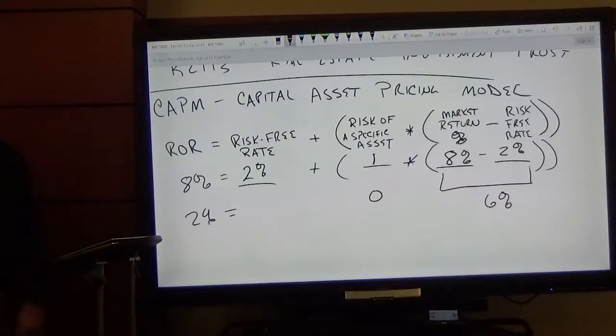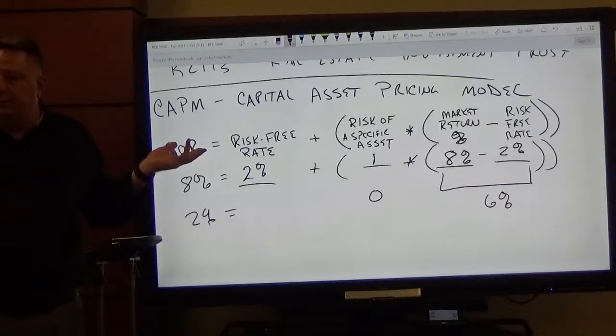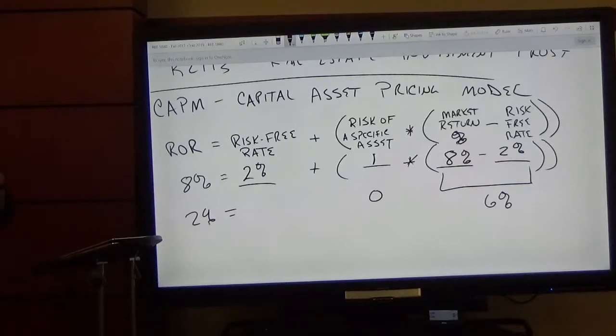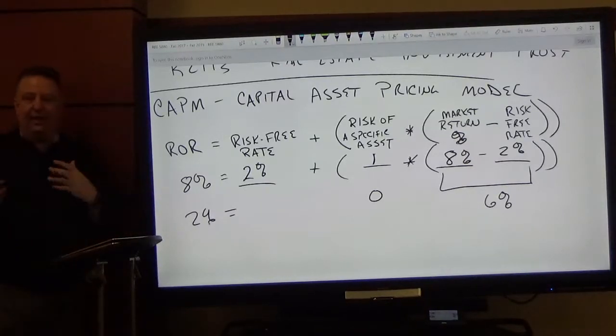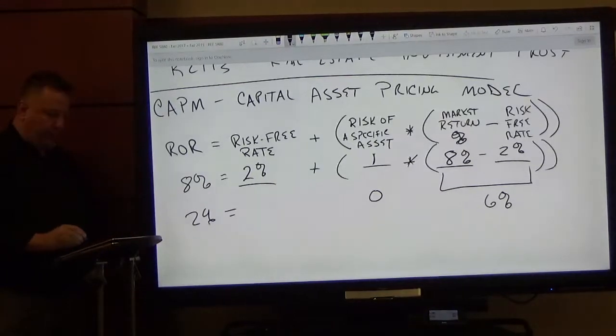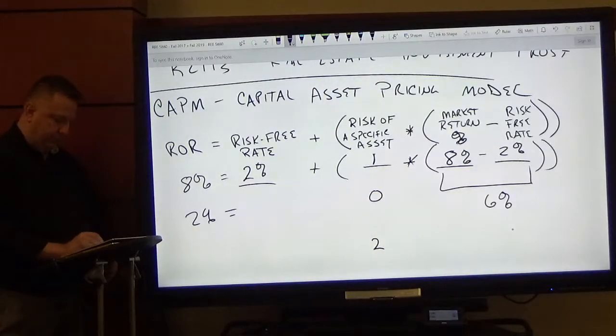Now what are we saying there? We're saying this particular asset, whatever it is, is a risk-free asset. It has 0 risk. Does everybody follow me? Okay. Now what if, just hang with me, what if you find an asset that has, let's say, twice the risk of the traditional sort of market? Okay, well then it's going to be 2 times 6, which would be 12, plus 2, or 14%.